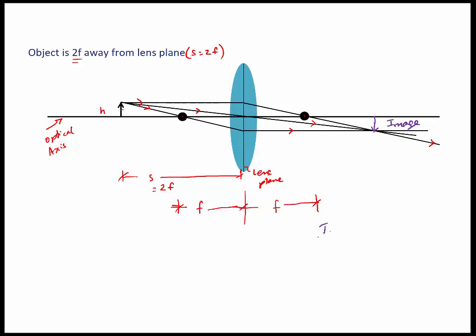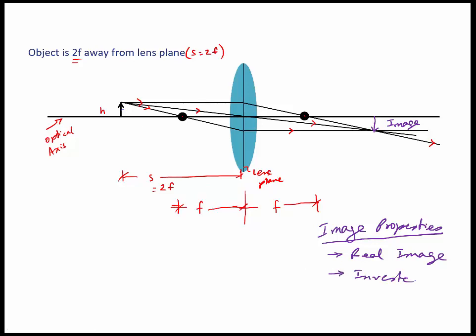So let's discuss the image properties. In this case, I have a real image. And the reason I have a real image is these are real rays of light that are passing through the point where the image is formed. It's not something that I had to extend backwards for a diverging set of rays. Secondly, we can see clearly that it's inverted. It's not the same orientation as the object, it's upside down. And then we've got two other properties to discuss, the image distance and the image size.